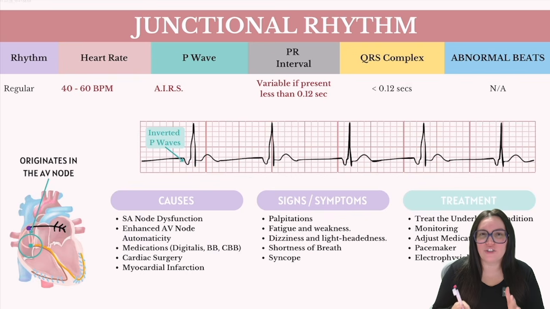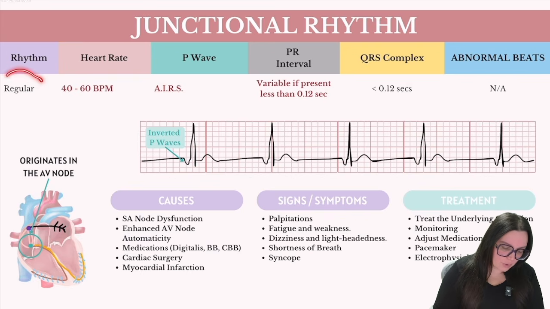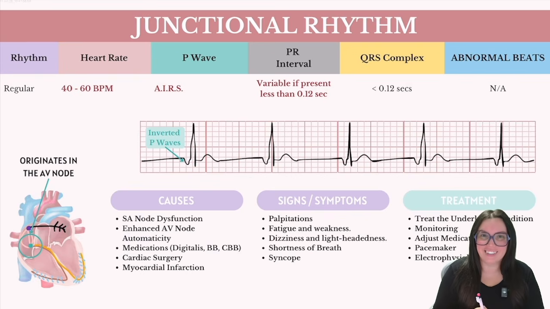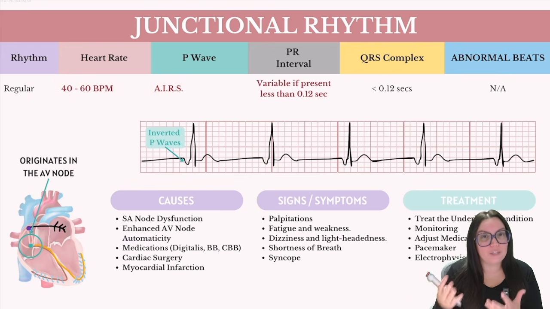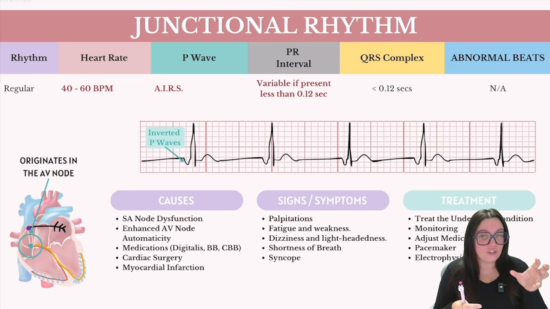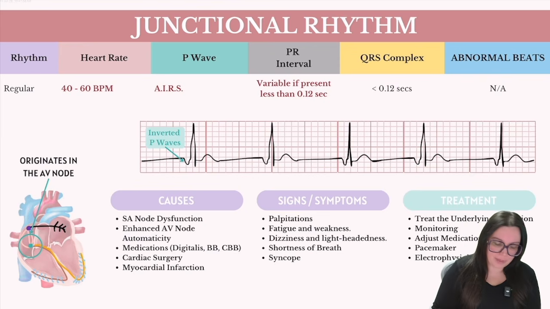So what are we going to see with junctional rhythms? Well, to begin with, we're going to see a rhythm that is regular. Next, we're going to have a rate that's a little bit slower because of where it originates from. Remember, we talked about before, the sinoatrial node typically has a heartbeat between 60 to 100 beats per minute, while our atrioventricular node has a heartbeat between 40 and 60 beats per minute.